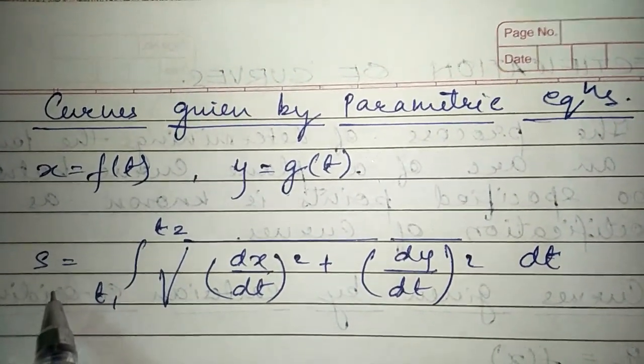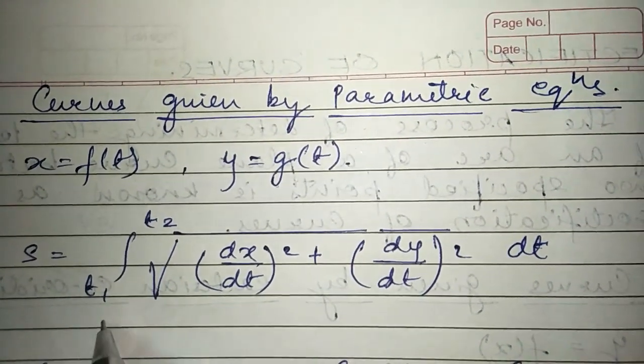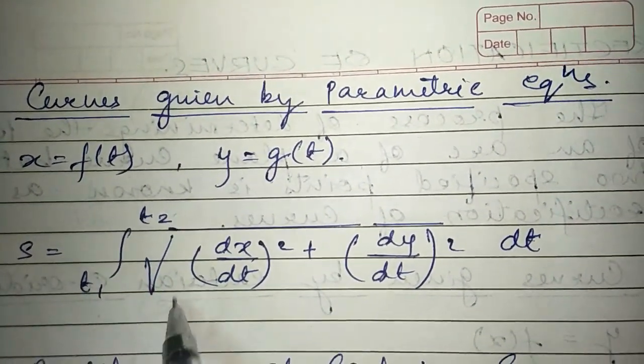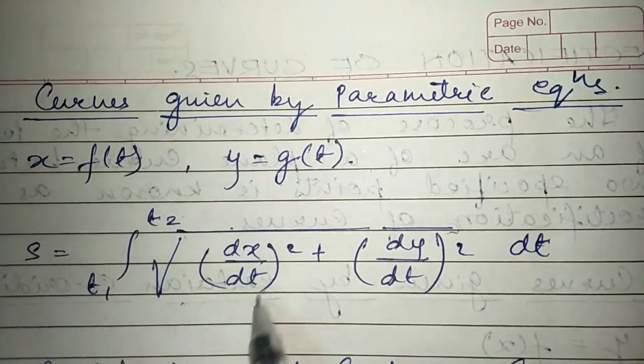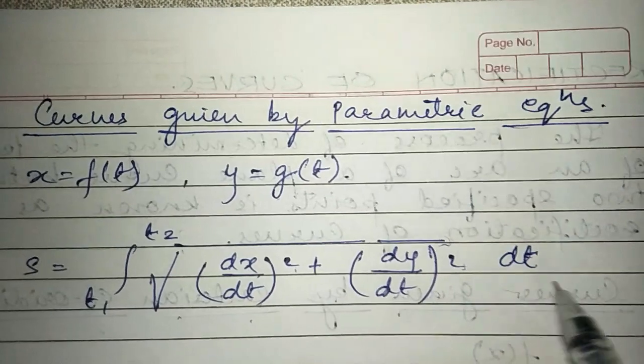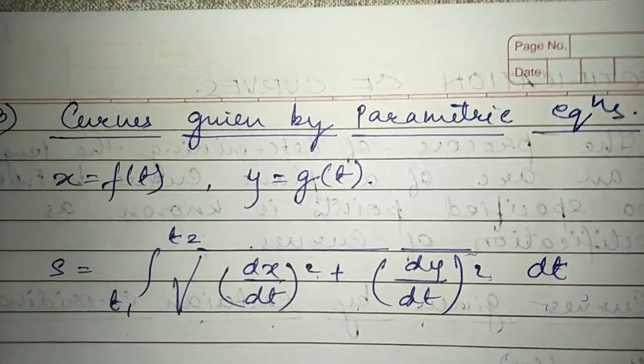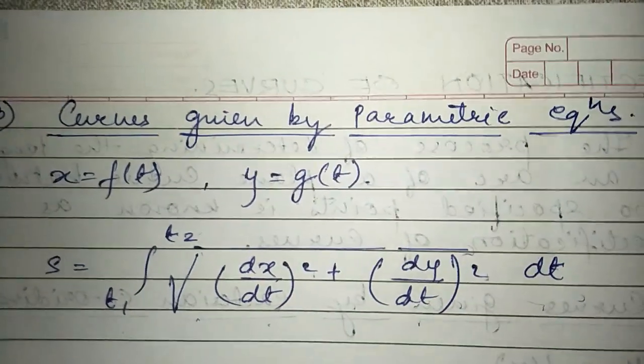Then s, that is the length of the arc of the curve, will be equal to the integral from t1 to t2 of the square root of (dx by dt) square plus (dy by dt) square, into dt. So this is the formula to find the length of the arc of the curve. Now we'll see an example.